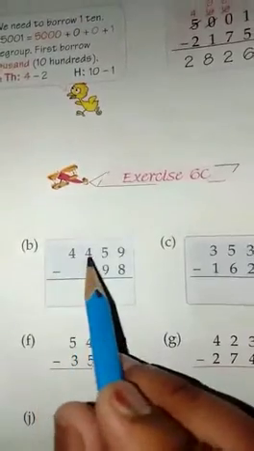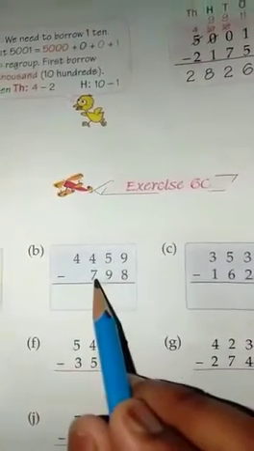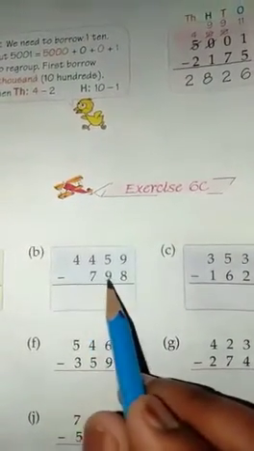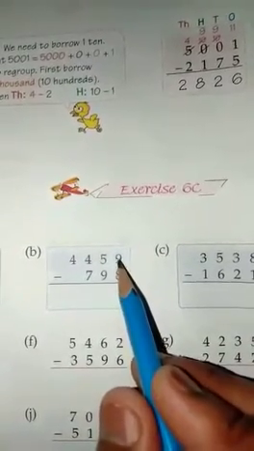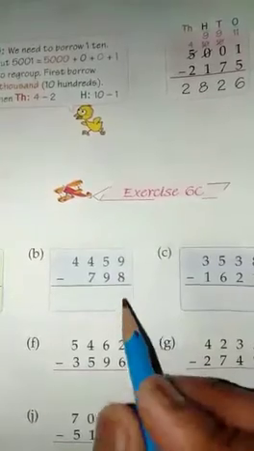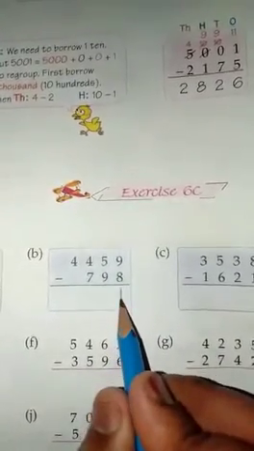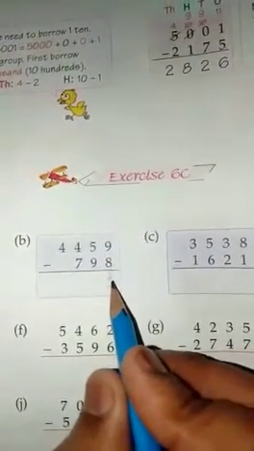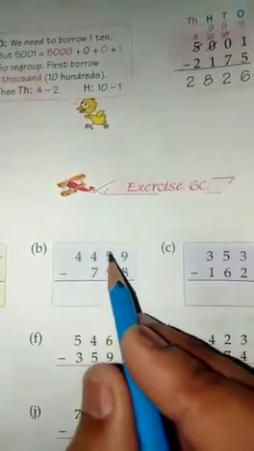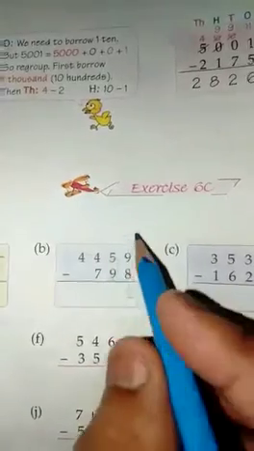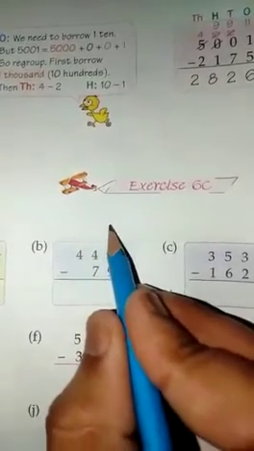So it is 4,459 minus 7,798. So 9. So ones place 9 and 8. So 9 minus 8 is equal to 1. So we will write here 1 in ones place. And now we will do in tens place. It is 5 and it is 9. 5 is the smallest number. So we will take borrow from hundreds place.